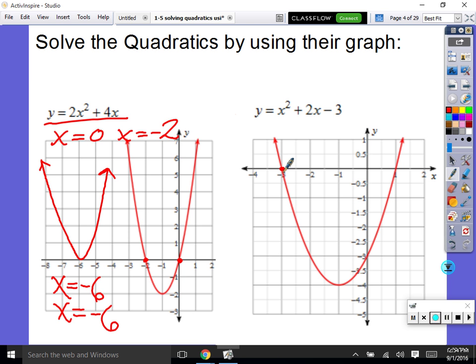Great question. If we had a quadratic that never crossed the x-axis, we would not be able to use solving by graphing. That's when we go to the quadratic formula.